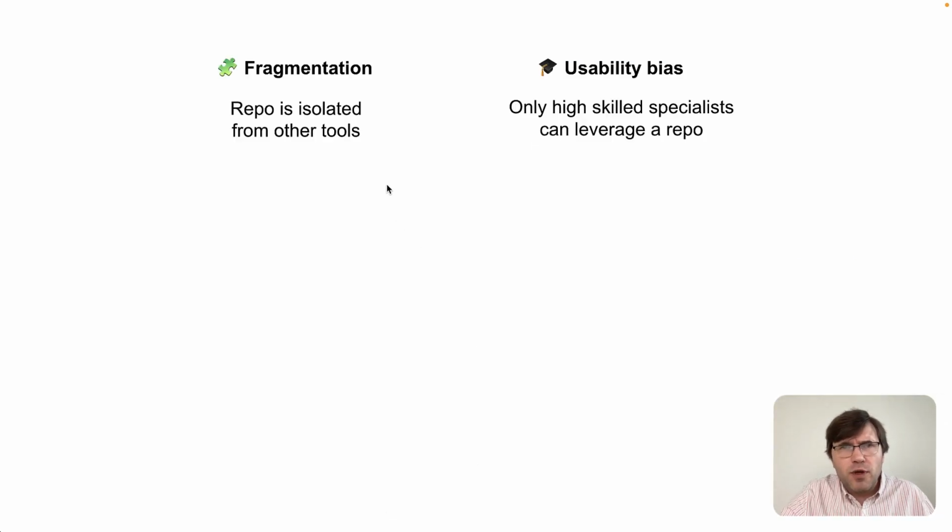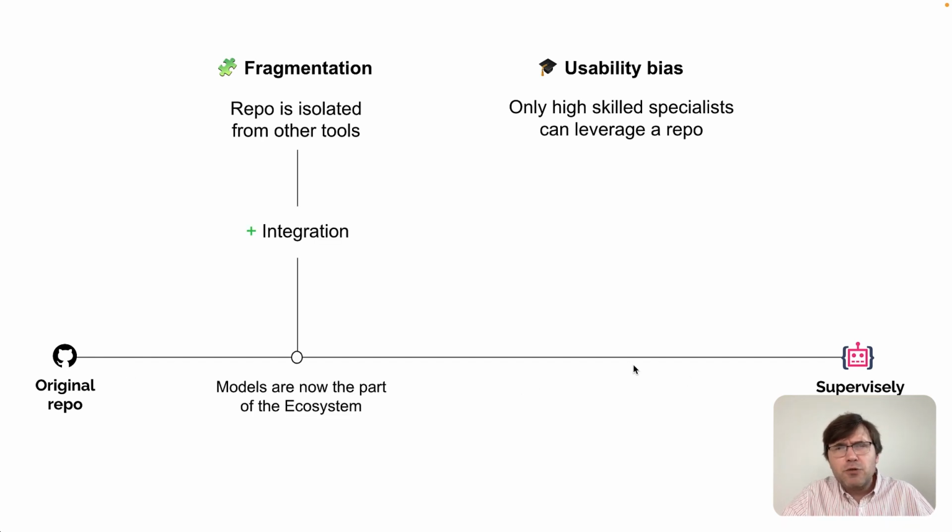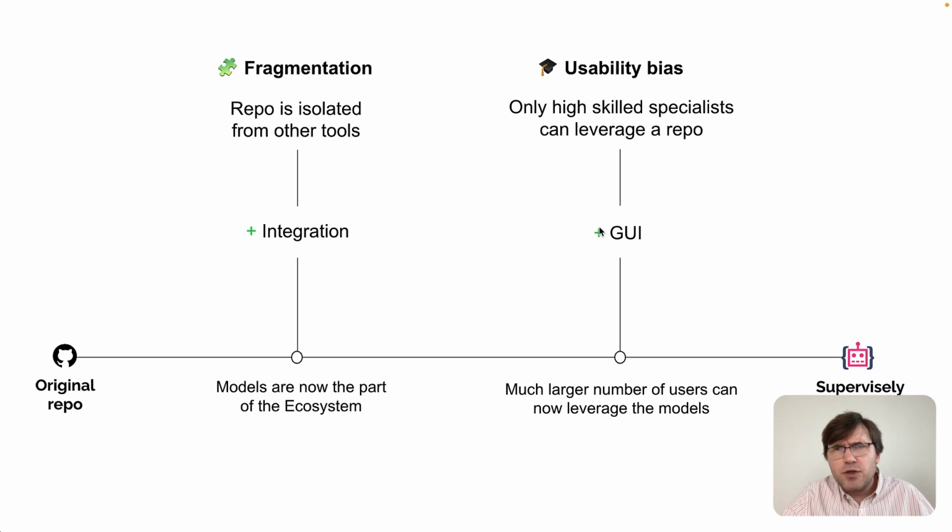So we have two problems: fragmentation and usability bias. Fragmentation is when a repository is isolated from other tools, and usability bias is when only high-skilled specialists can leverage a repository. We also have a process that we explained earlier, when we take popular GitHub repositories and convert them into Supervisely apps. Essentially we do two things here. The first is we integrate a repository into the Supervisely ecosystem, and this integration solves the fragmentation problem. The second is we add a graphical user interface that addresses the usability bias problem.